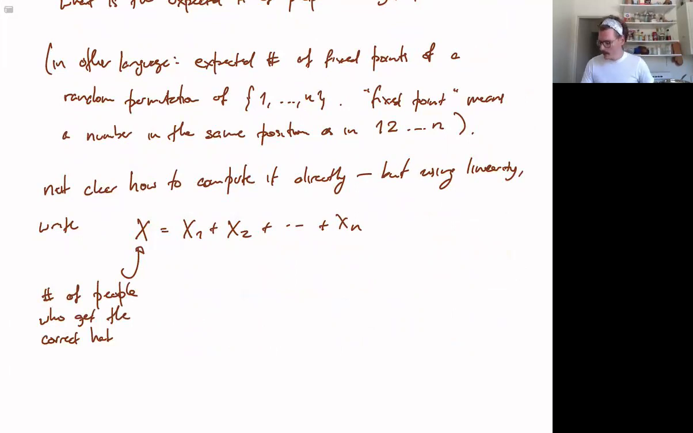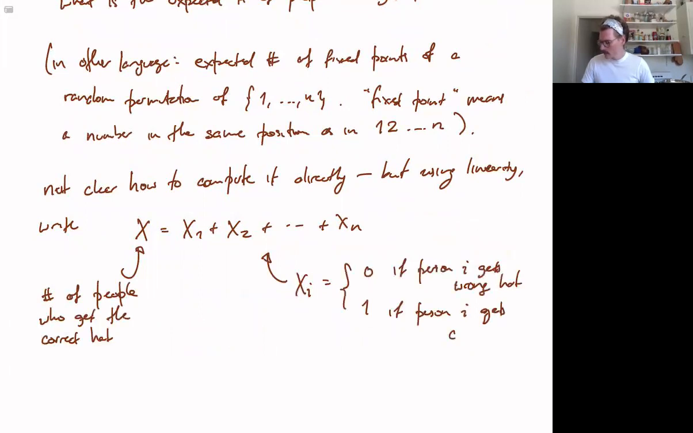And on this side, xi is 0 if person i gets the wrong hat, and 1 if person i gets the right hat. So again, as in the binomial example, you can see that x really is the sum of these variables.